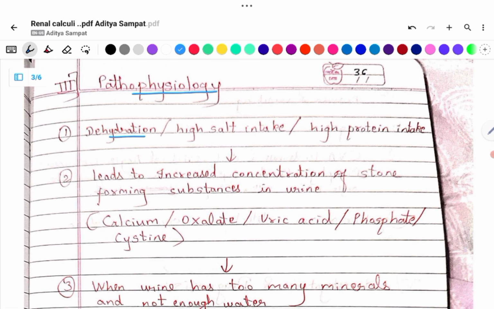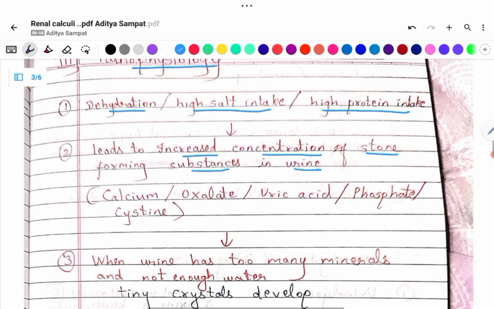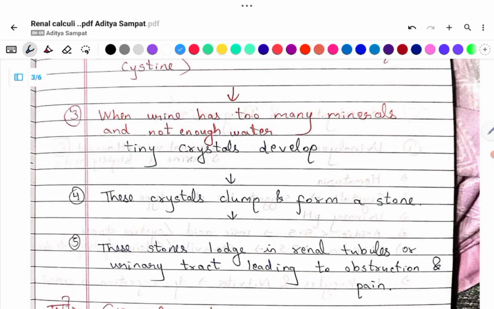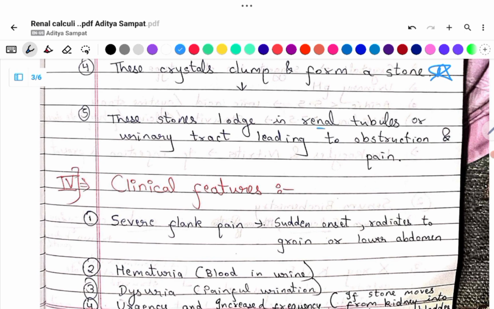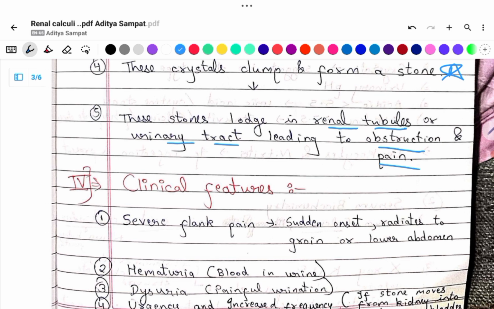First point, dehydration, high salt intake or high protein intake leads to increased concentration of stone forming substances in urine: calcium oxalate, uric acid, phosphate or cystine. When urine has too many minerals and not enough water, tiny crystals develop. These crystals clump and form a stone. These stones lodge in renal tubules or urinary tract, leading to obstruction and pain.